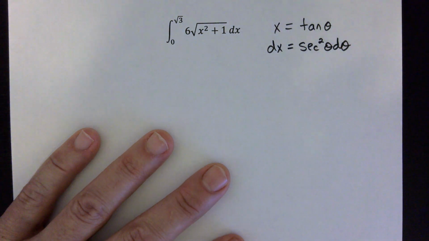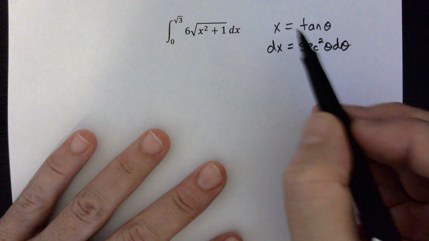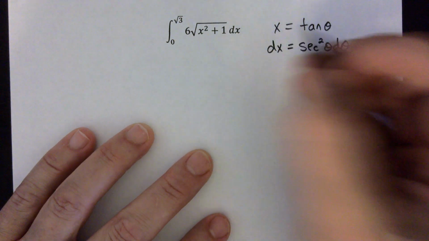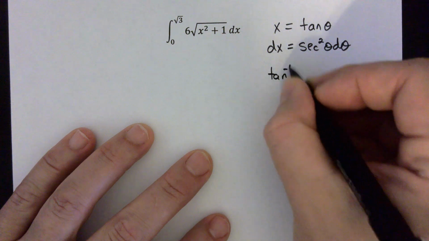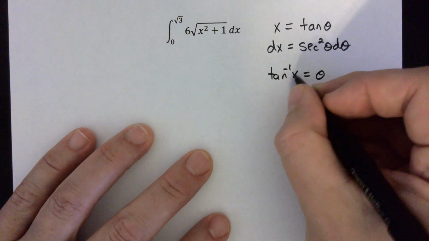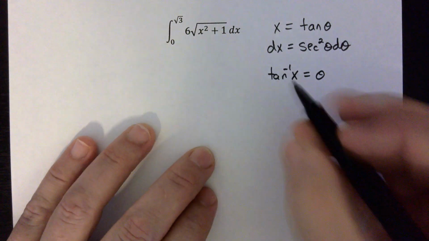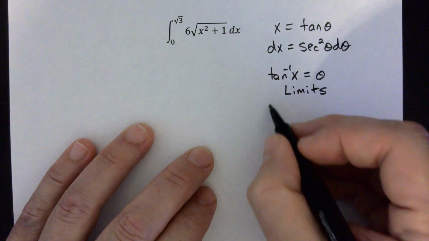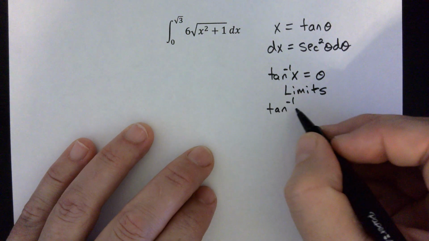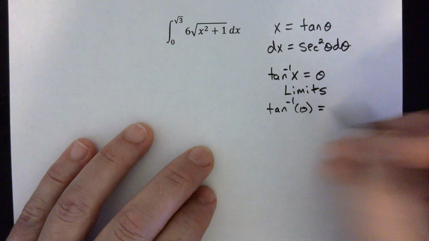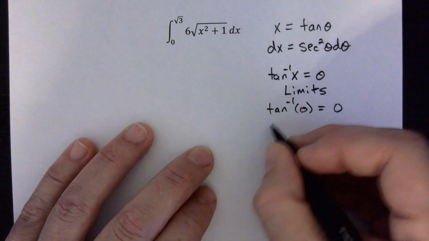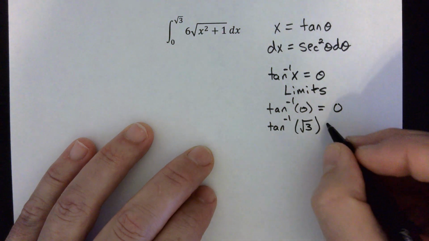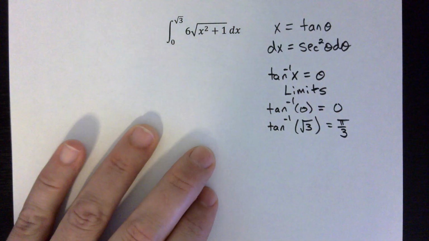Now if we want to do the limits on this, we'll first need to solve this for theta. I can take the inverse tangent of both sides, and I get tangent inverse of x is equal to theta. Then I can just plug in my old limits. So I plug in tangent inverse of 0, which gives me 0. And tangent inverse of root 3 gives me pi over 3. So those will be my new limits.